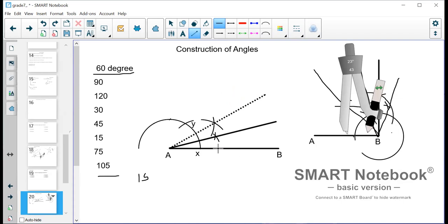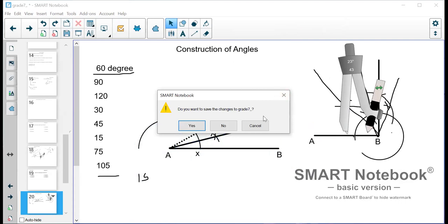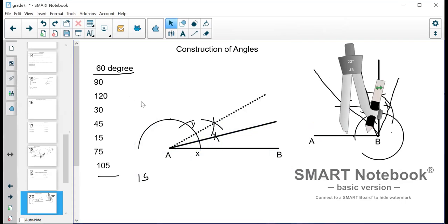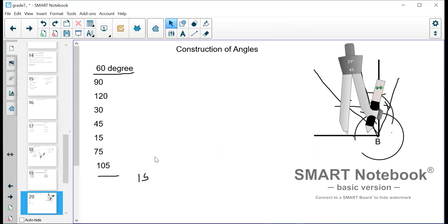If you want to further bisect that 15, then you will get 7.5 degrees. All right, so you can obtain various angles simply by bisecting, right? That is why I ensured I covered bisection of an angle just now before we start this construction of angle.